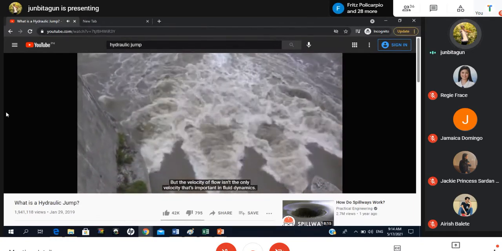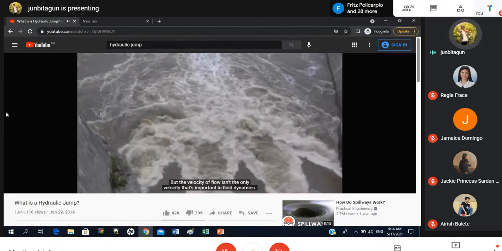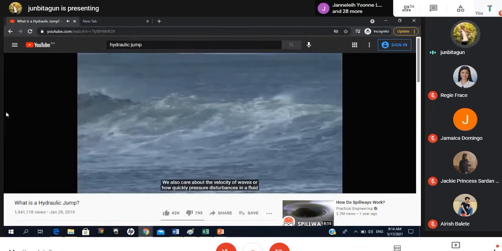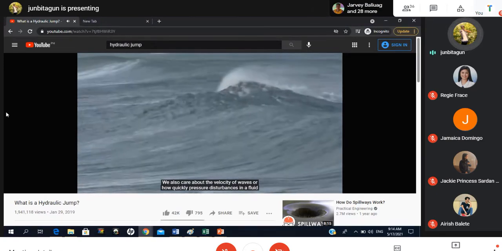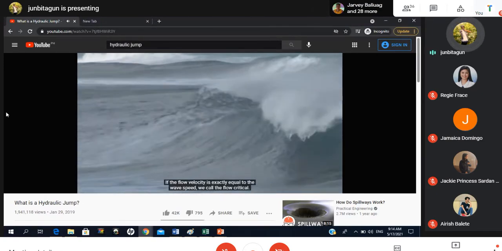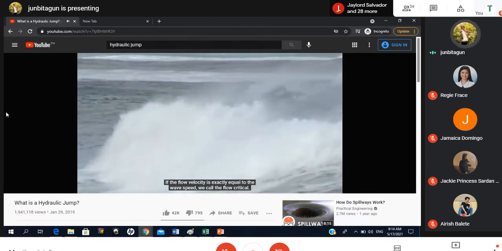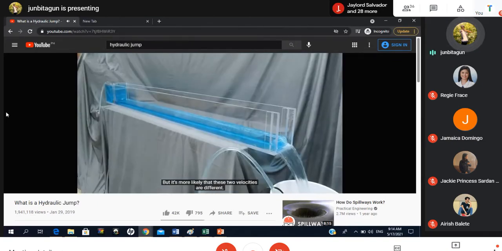But the velocity of flow isn't the only velocity that's important in fluid dynamics. We also care about the velocity of waves, or how quickly pressure disturbances in a fluid can travel. If the flow velocity is exactly equal to the wave speed, we call the flow critical. But it's more likely that these two velocities are different. Slow, tranquil flow conditions are called subcritical.